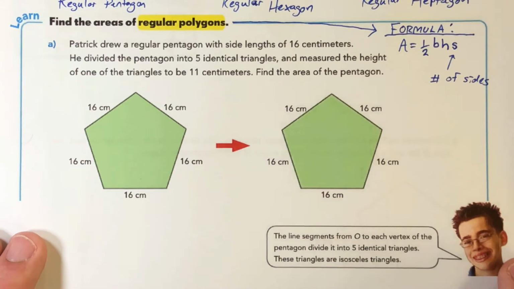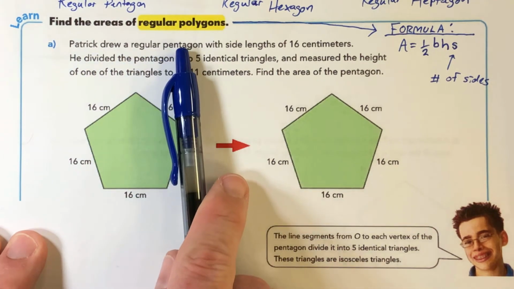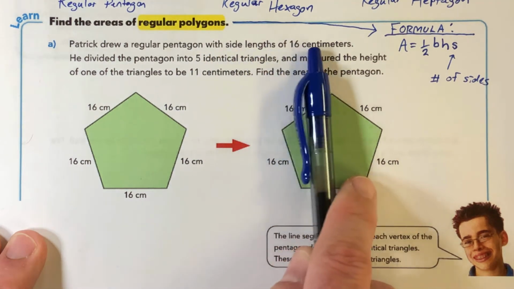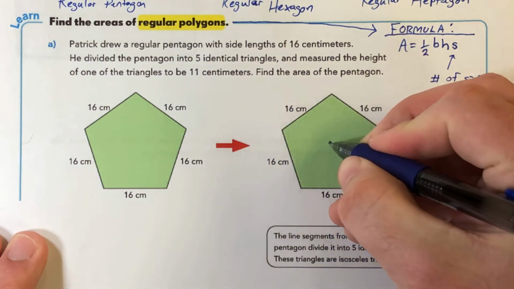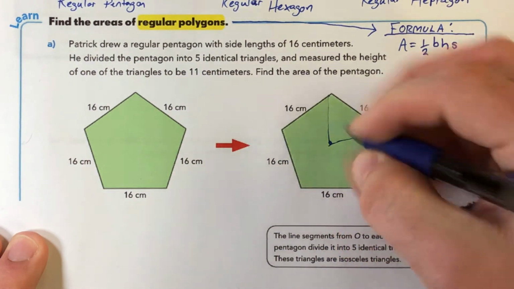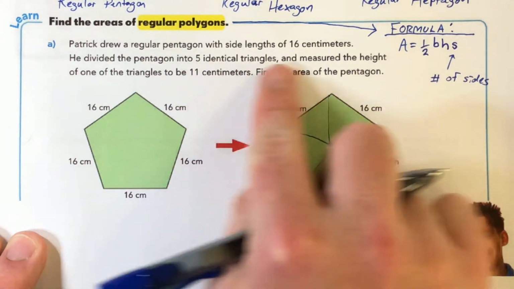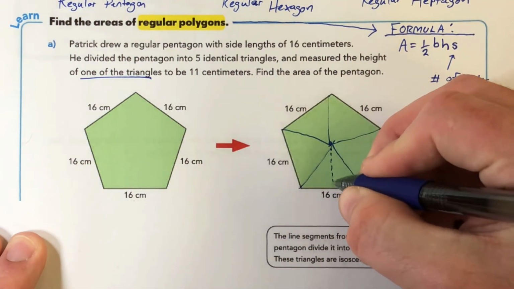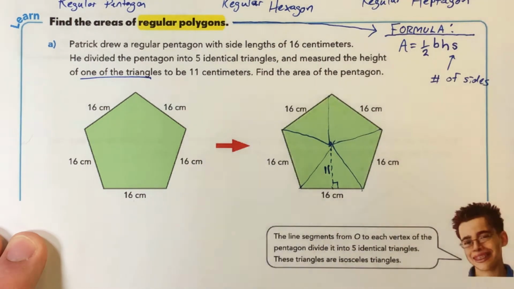Our first example, we're going to find the area of a regular polygon. Patrick drew a regular pentagon. That means 5 sides that are the same size with side lengths of 16 centimeters. He divided the pentagon into 5 identical triangles. And I'm just going to freehand this, so not very pretty. And he measured the height of one of the triangles, again, they're all going to be the same, to be 11 centimeters. Find the area of the pentagon.